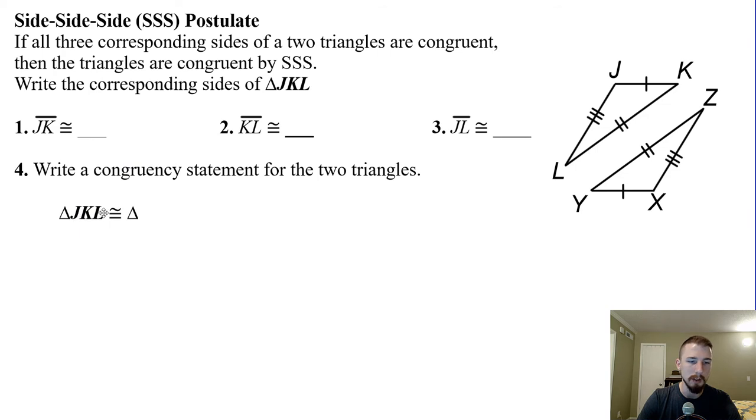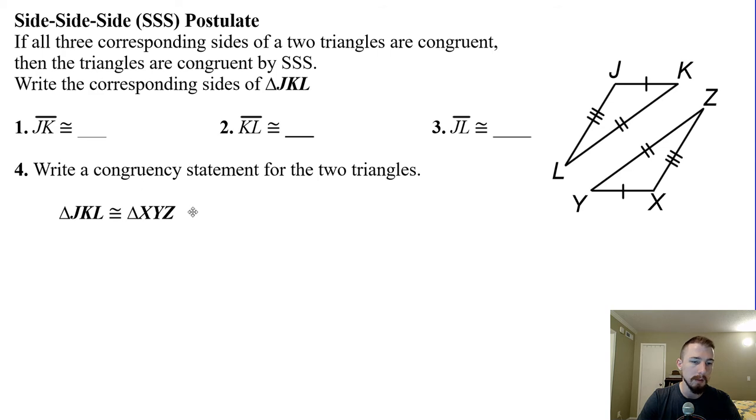So J is going to correspond. J is between the 1 and the 3. So that's going to go between the 1 and the 3, which is X. So J goes with X. Okay. K is between the 1 and the 2 side. 1 and 2 side would be Y. So X, Y, and of course Z has to be the last one.